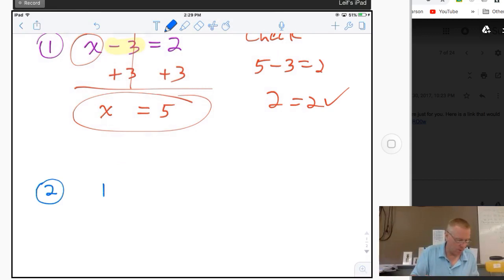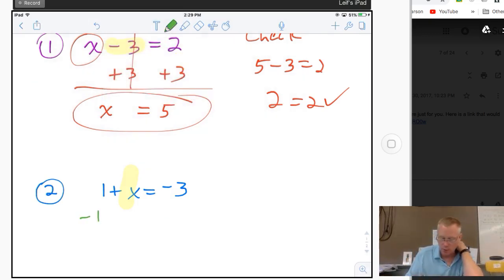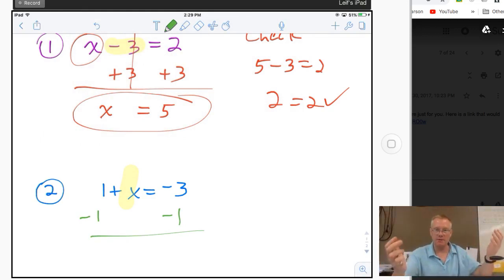If I had 1 plus x equals negative 3. Once again, I'm trying to get my x alone. So the opposite of adding 1 is subtracting 1. So I do that, and there's the golden rule of algebra. What you do to one side of the equal sign, you have to do to the other. With that said, you can really do just about anything you want to both sides, as long as you stay within the laws of mathematics. So those cancel. I'm left with x equals negative 3 minus 1, which is negative 4, and that's my answer there.